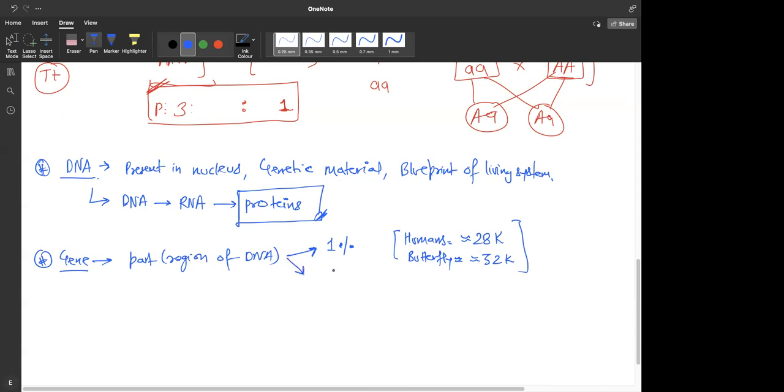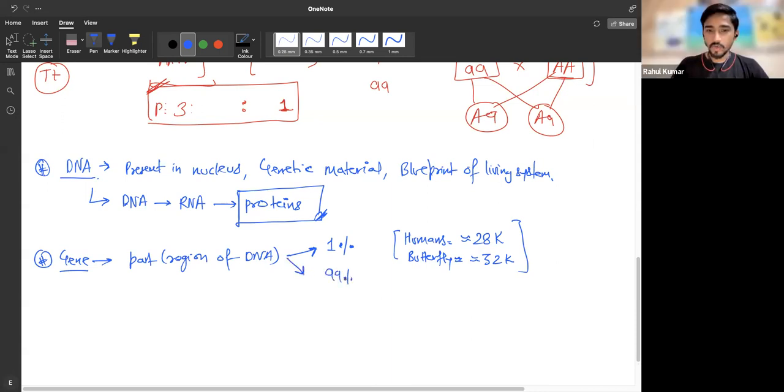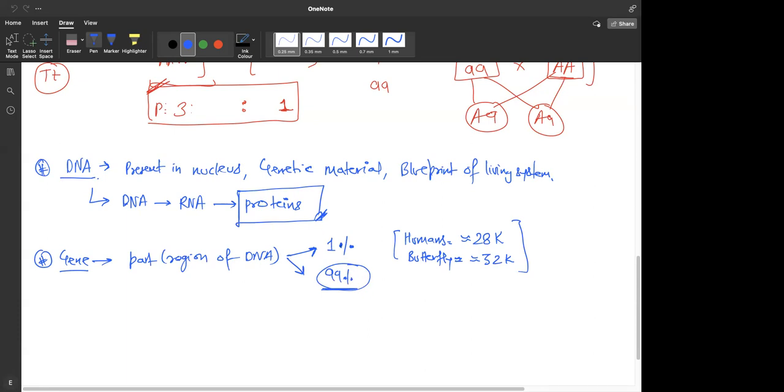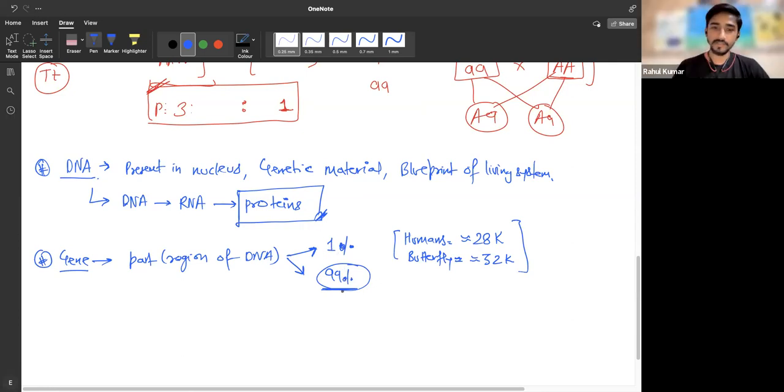Which means 99% of our DNA is not coding for proteins. It is not making RNA and protein. So what is it doing? We used to think simply nothing. But now with advanced studies, we are understanding, no, that's not the right answer. 99% of something cannot be just a waste thing. So there are regions of that DNA which affect this 1% which is present.